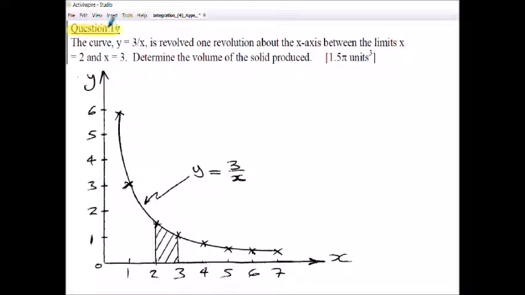Question 1v here: we're given a curve, the function y is equal to 3 divided by x, or 3x to the minus 1. We're told the limits of this curve are between x is 2 and x is 3, and we're asked to find the volume produced by the curve being revolved about the x-axis. So it's a volume of revolution problem here. I plotted the curve from 1 to 7 to give a little view of the shape of the 3 upon x curve, and we're asked to find the volume of revolution between the limits of 2 and 3.